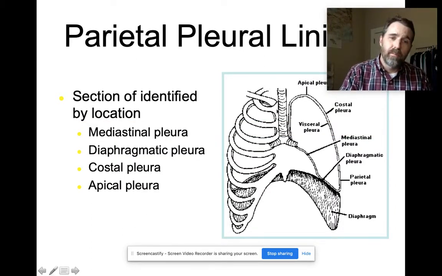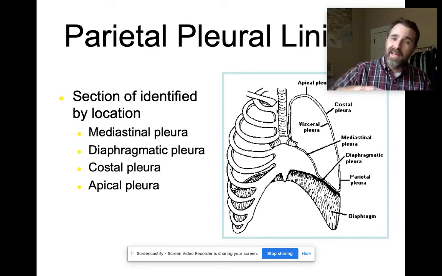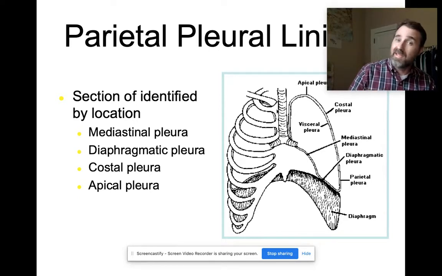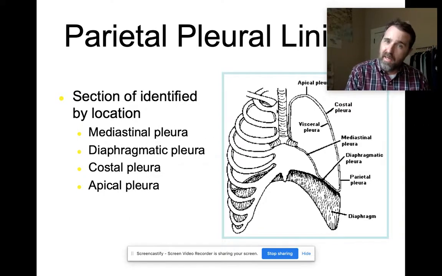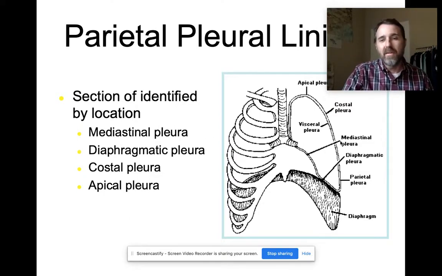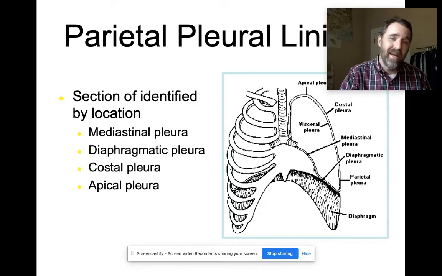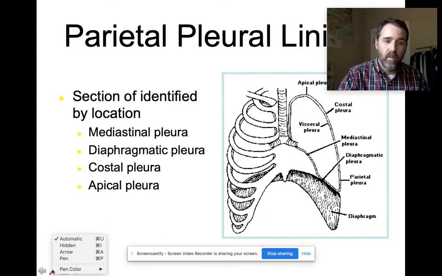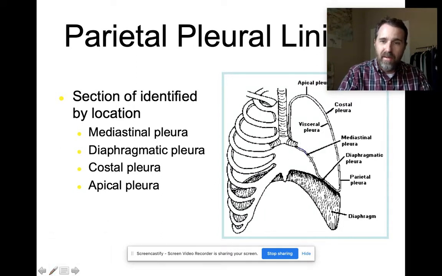The parietal pleura is divided into the mediastinal section, or the mediastinal pleura. So that's the section of parietal pleura that is around the mediastinum. It's divided into the diaphragmatic pleura, and this is that layer of parietal pleura that is against the diaphragm. So the mediastinal pleura would be right here, because your heart is going to be right here in the mediastinum. Diaphragmatic pleura is going to be right here.